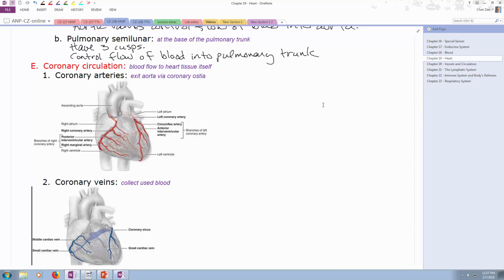Cardiac circulation is going to more or less refer to the flow of blood through the heart muscle itself and what circuit it's going to be going to, whether it's the left side and systemic or the right side and pulmonic.